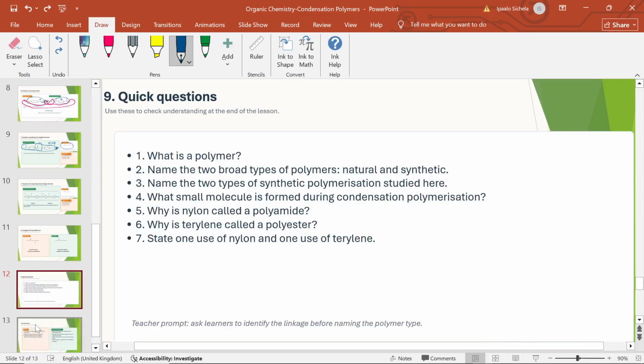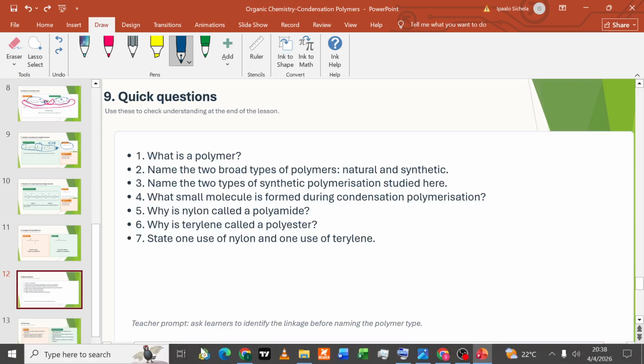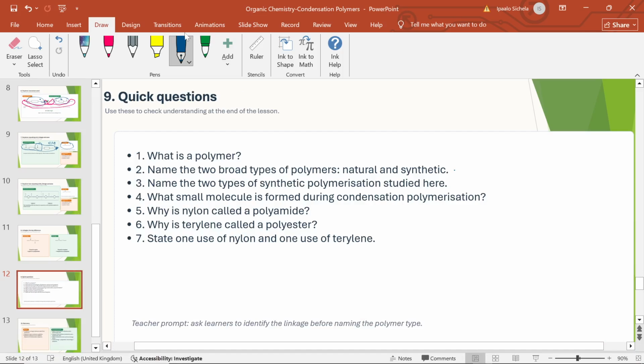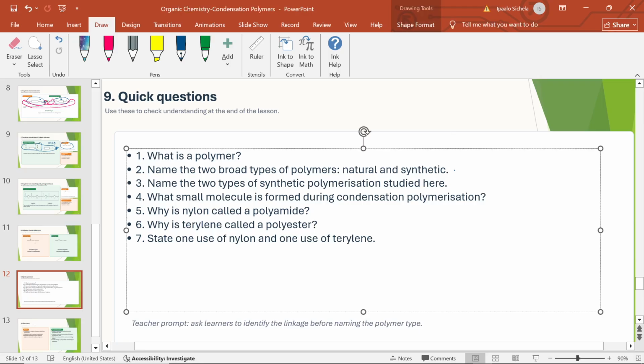So here are some questions I am leaving to you to answer. What is a polymer? Name the 2 broad types of polymers. Name the 2 types of synthetic polymerization studied here. What small molecules form during condensation polymerization? Why is nylon called a polyamide? Why is terylene called a polyester? State 1 use of nylon and 1 use of terylene.